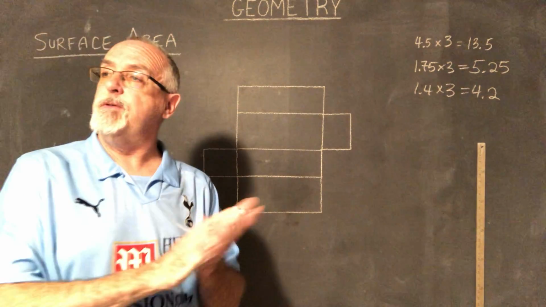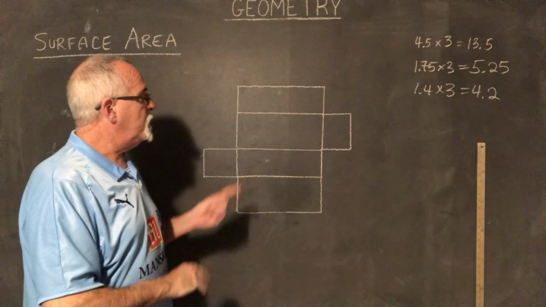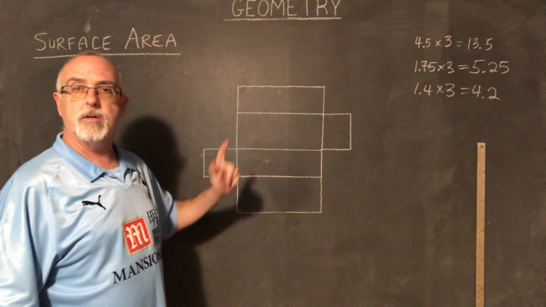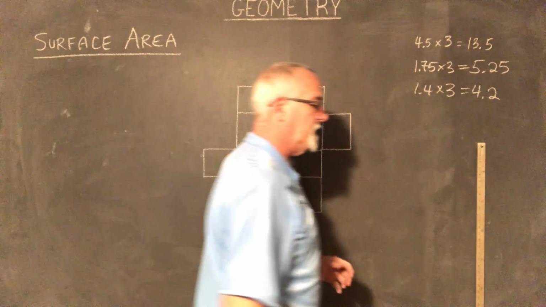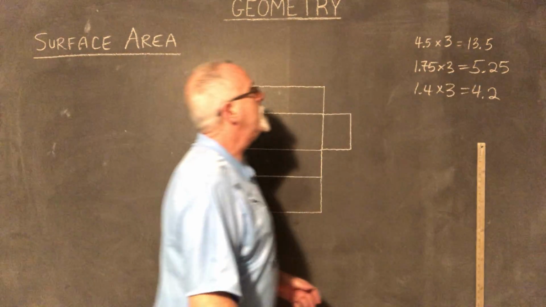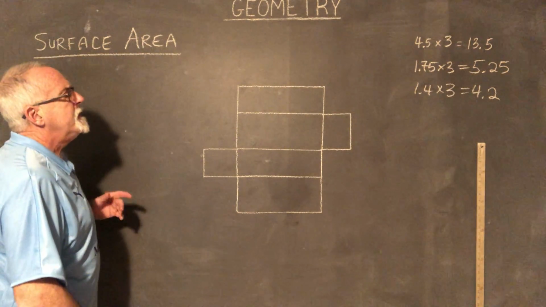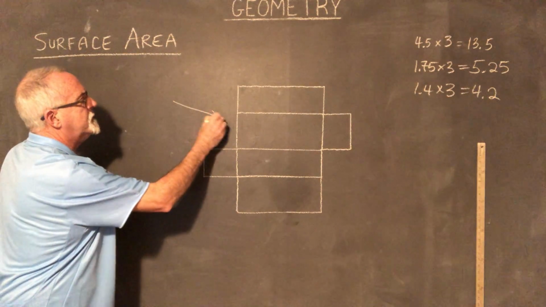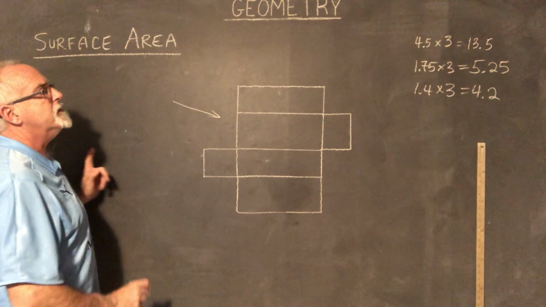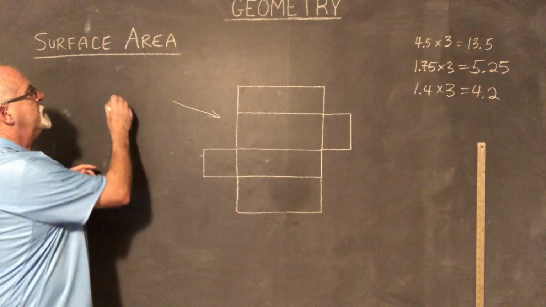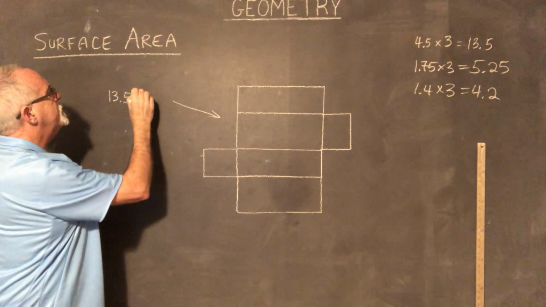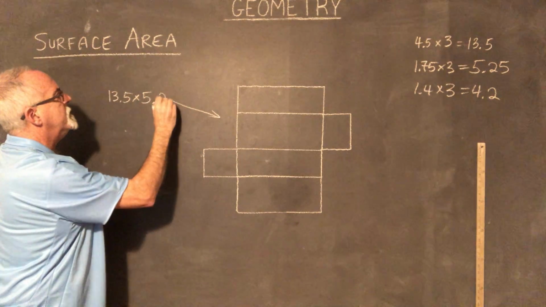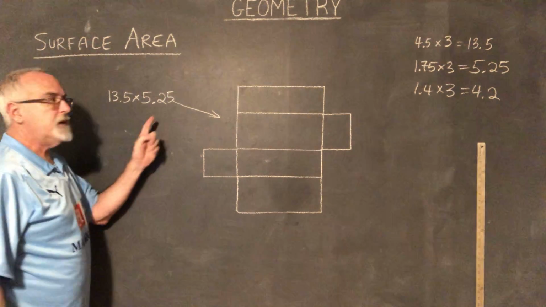But we did cover the spheres, so I think I'm good. I'm going to find both areas, and I'll keep everything on the chalkboard wall while I do it so that we can compare. So the surface area of this is going to be 13.5 times 5.25, but there are going to be 2 faces.